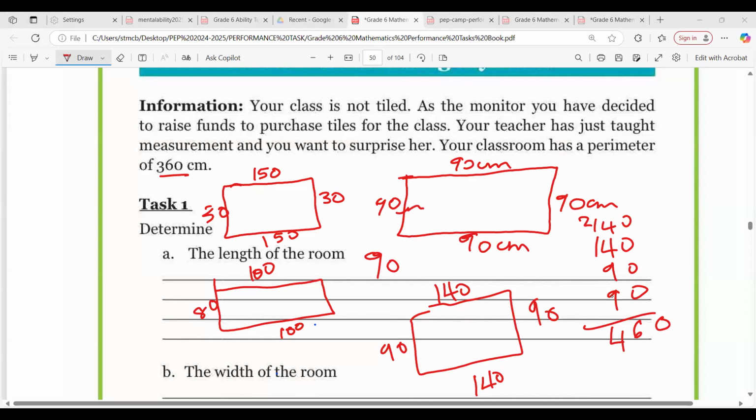90 and 90, 18, right? So that's 18, 22, 26, 2 carry the 6, 2 and 1, 3 and 1, 4. So this one could not work because they clearly said the perimeter should be 360.